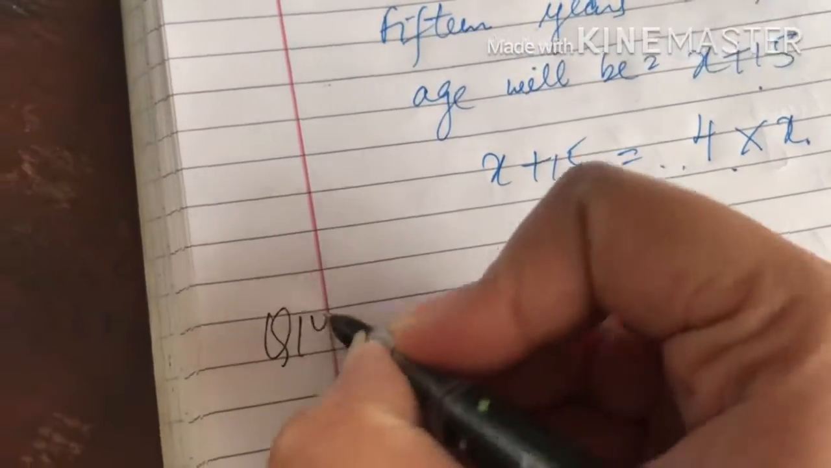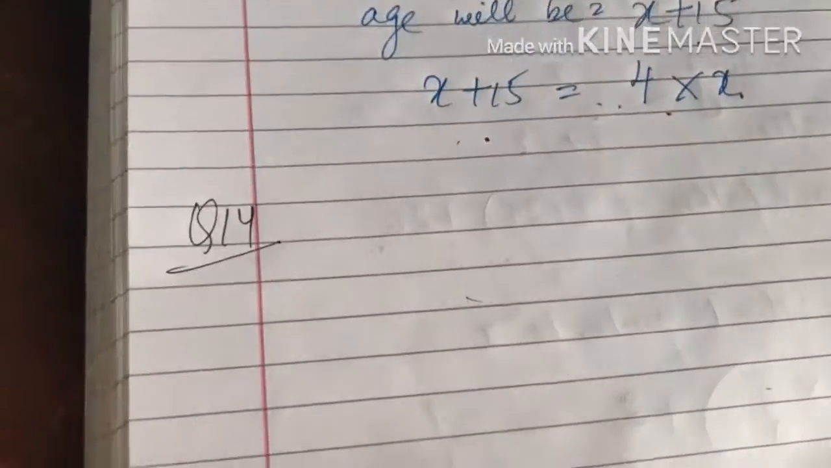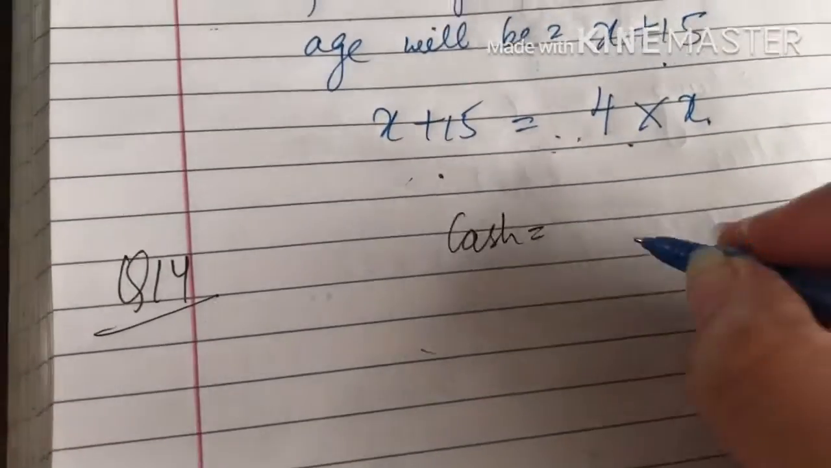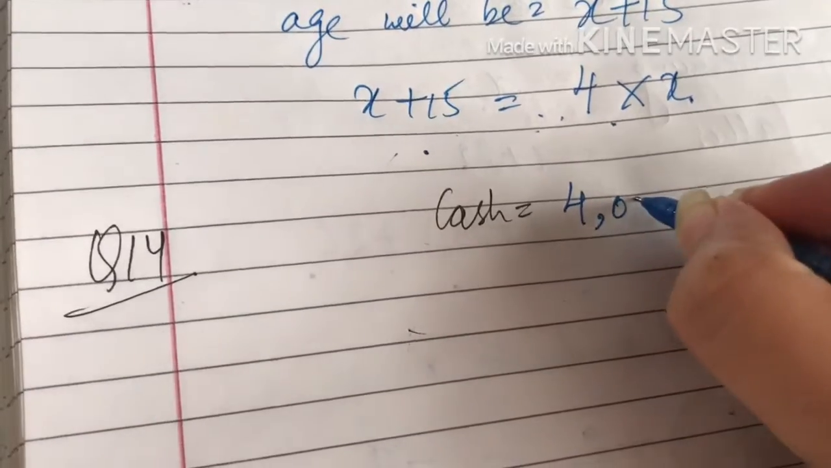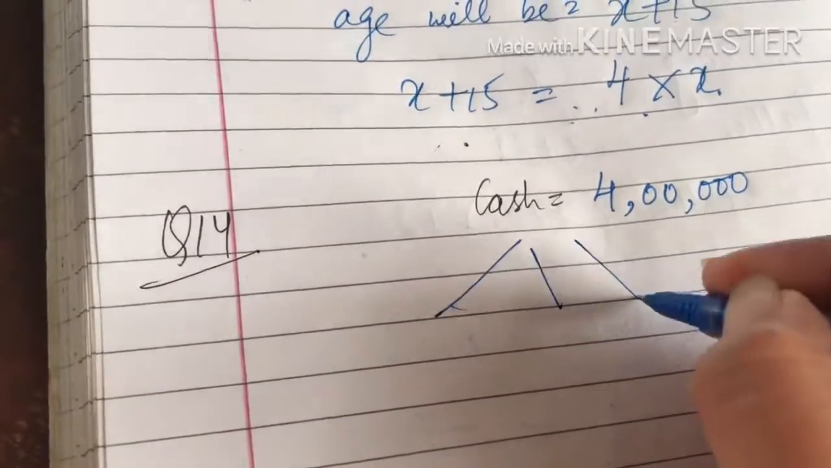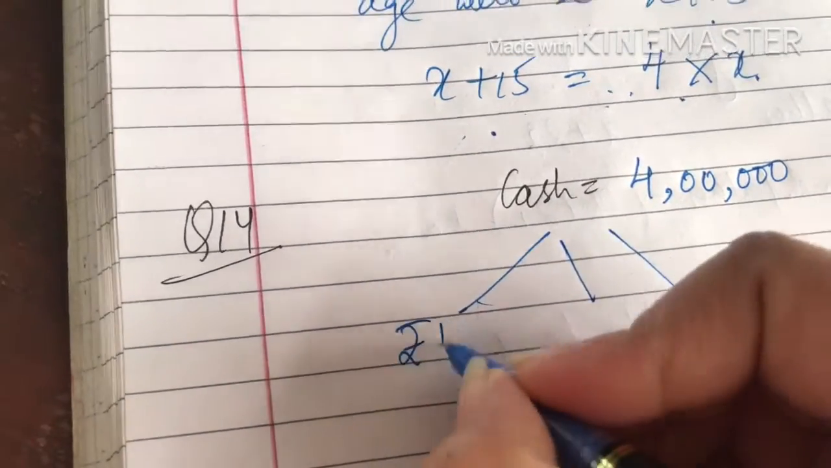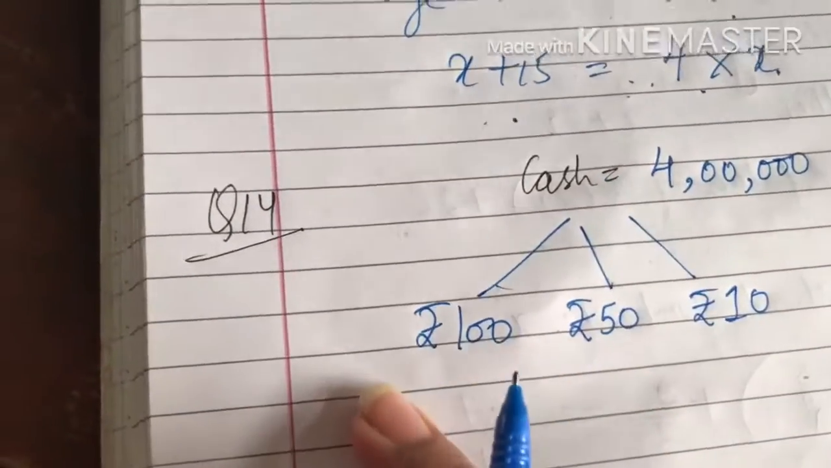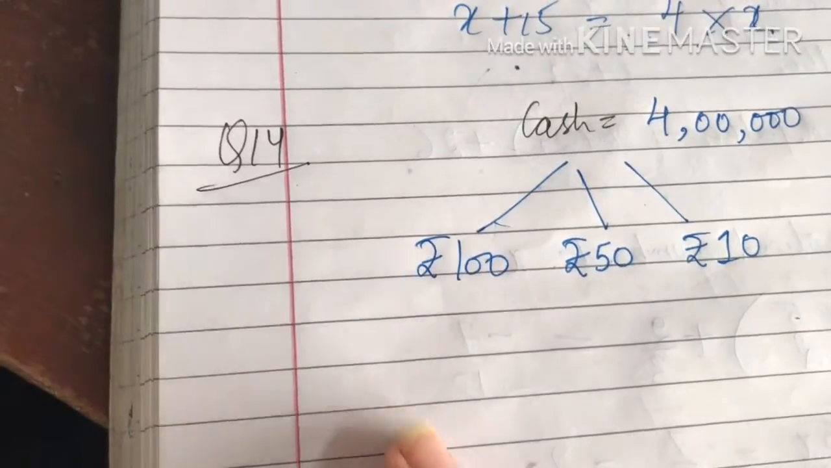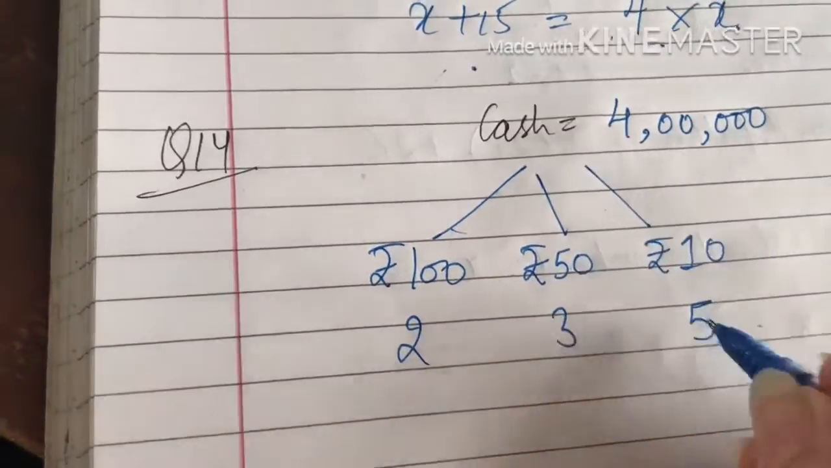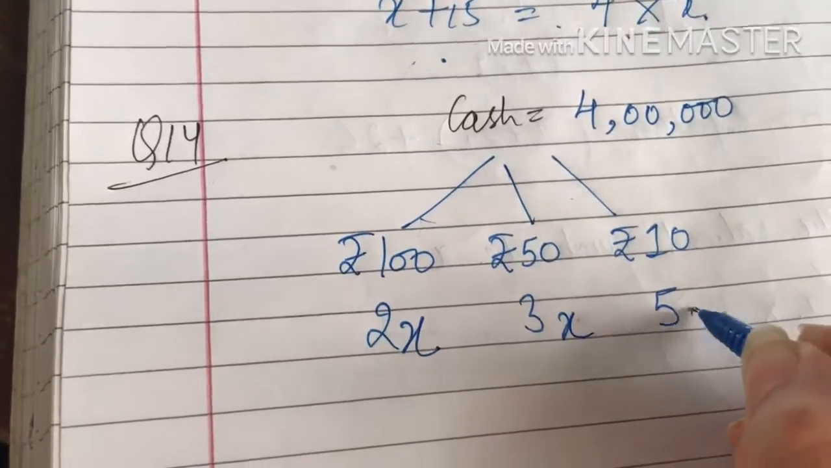Okay, so now let's make a flow chart. Children, when we make a flow chart, it becomes very easy for us to understand the whole situation. First of all, she has cash, and how much is the cash she is carrying? She has rupees 4 lakh. Now this 4 lakh is divided into 3 types of denomination: rupees 100, rupees 50 and rupees 10. These are the 3 different types of currency notes she has, and the ratio of the number of these notes is 2:3:5. As it is in ratio, we can write 2x, 3x and 5x.